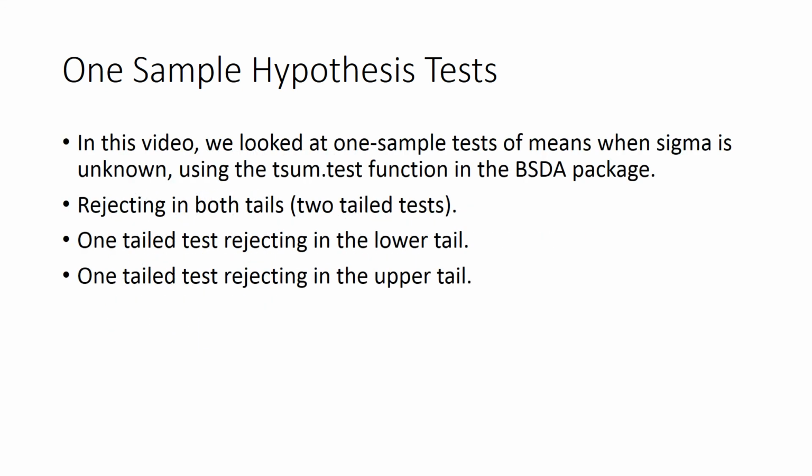In this video, we looked at one-sample tests of means when sigma, the population standard deviation, is unknown. We used the tsum.test function in the BSDA package to perform hypothesis tests and find confidence intervals with two-tailed tests, with one-tailed tests rejecting in the lower tail, and with one-tailed tests rejecting in the upper tail.